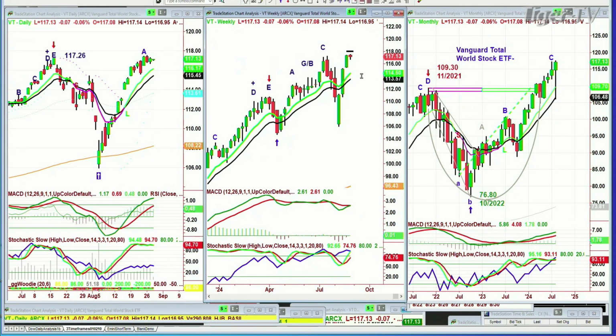Isn't that impressive? A D, and we're talking about Vanguard Total World Stock ETF. Has anybody spoken about the world stock market going to an all-time high? You remember I did this yesterday. I'll do it again today. Just wanted to show you something very interesting.